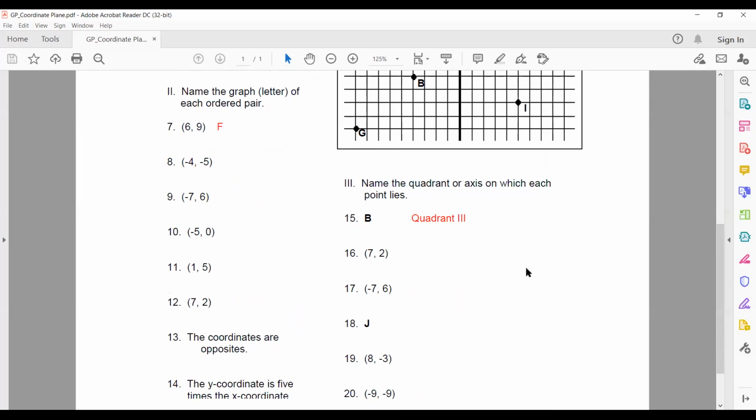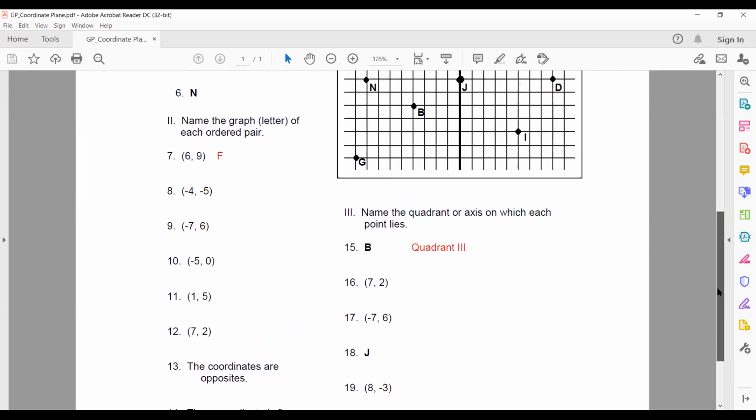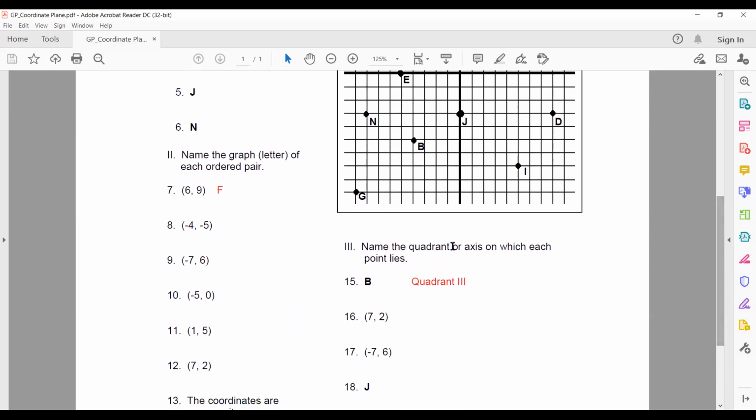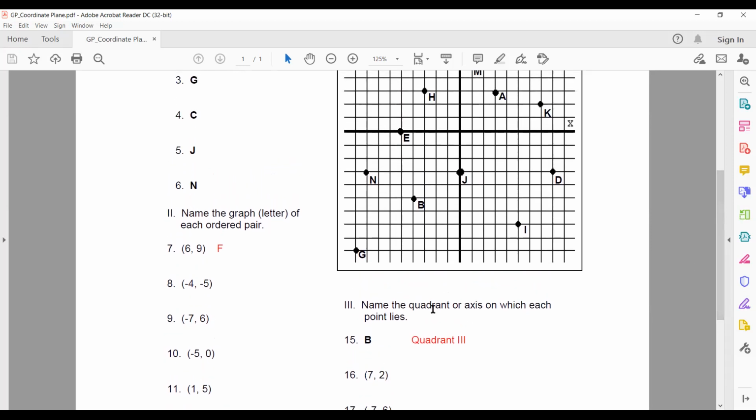I had a question. What did you say, like for 18, if it's on the line, on the y, what quadrant would you put for that? That's not in a quadrant. So you leave it blank? Nope. Just read what this says right here. Name the quadrant or axis. That letter J is on the y-axis, because the y-axis splits the quadrants. Yeah, that's the separator. It's okay. A lot of people don't.